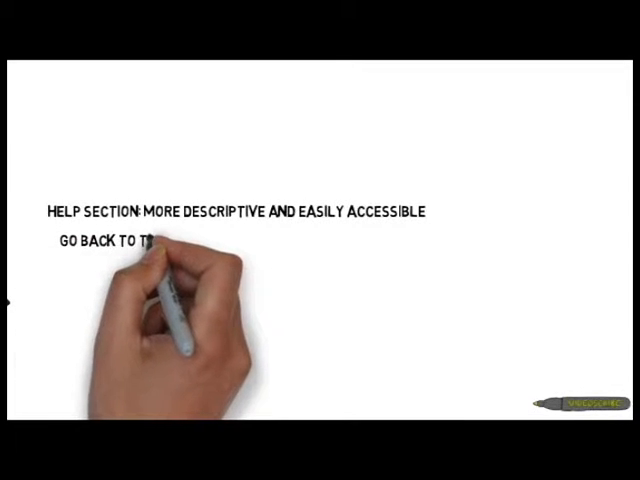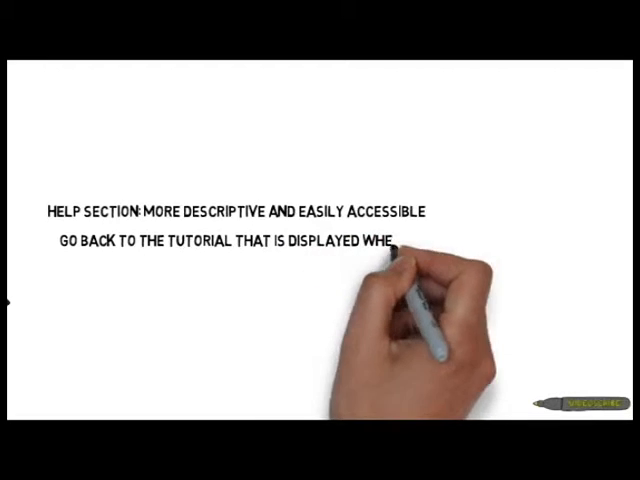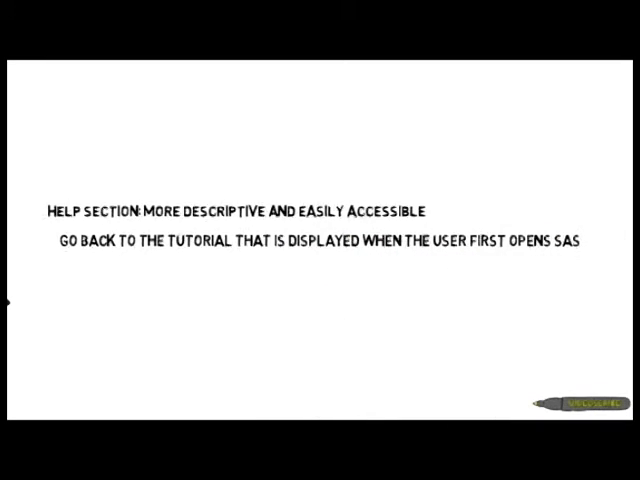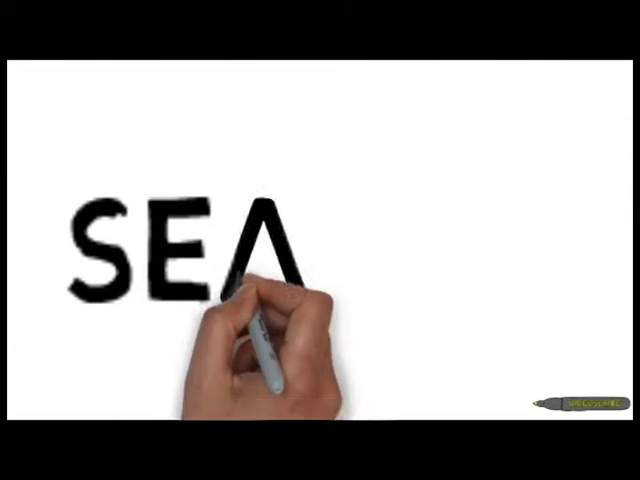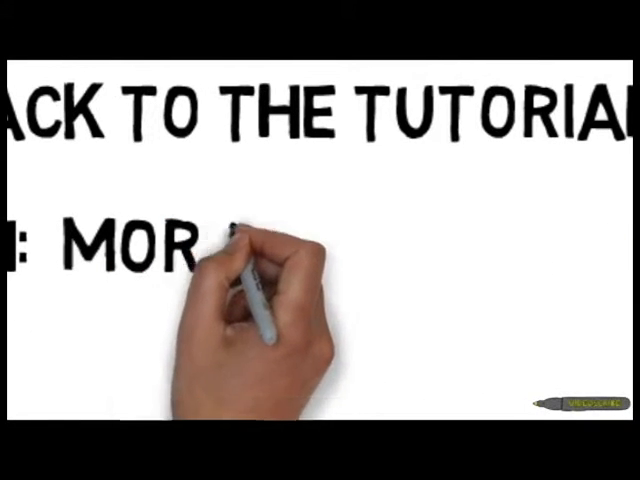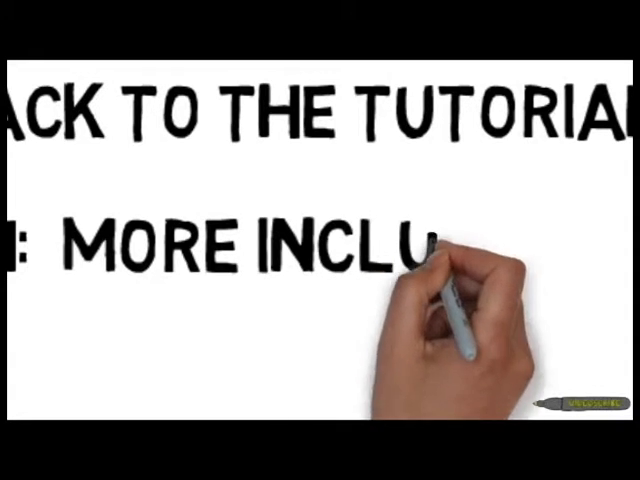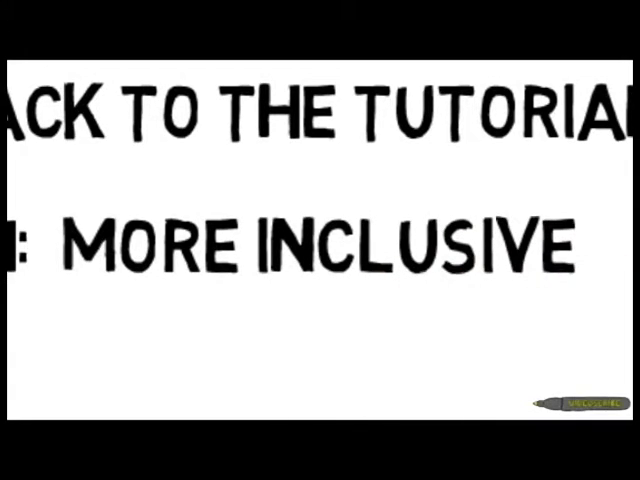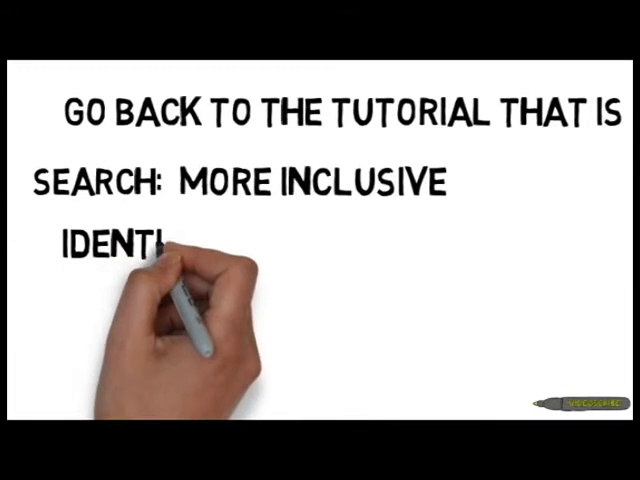The topics in the help section can be categorized more clearly, helping the user locate what he is looking for. There should be ways to go back to the tutorial that is displayed when the user first opens Spin a Story. The current search functionality just searches for titles of the story and displays results accordingly. The search should be made more inclusive. Apart from just searching the titles, it should also be able to identify genres and authors as well.